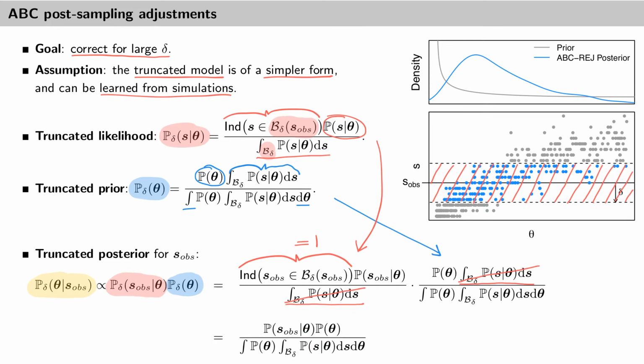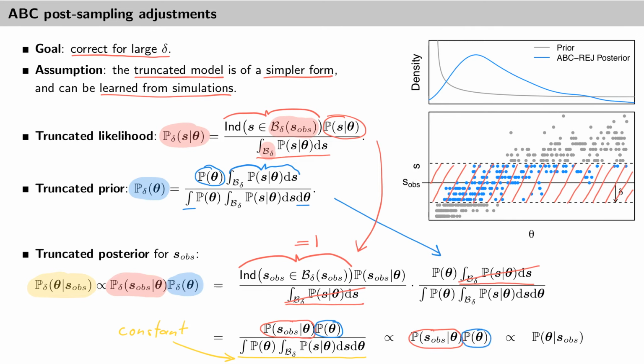Shown here now is a simplified version of the truncated posterior distribution. As you can see, only few terms remain. In the numerator, we just have the product of the original likelihood with the original prior. In the denominator, we have the product of these two terms across the entire parameter space as well as across the delta ball. Note that this denominator is actually a constant in this case, as it does not depend on the parameter vector zeta, which implies that the truncated posterior distribution for S observed is actually proportional to the product of the original likelihood and the original prior.